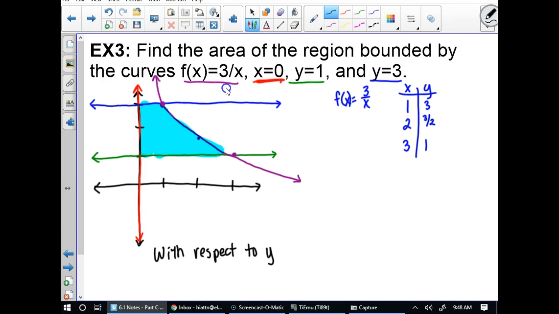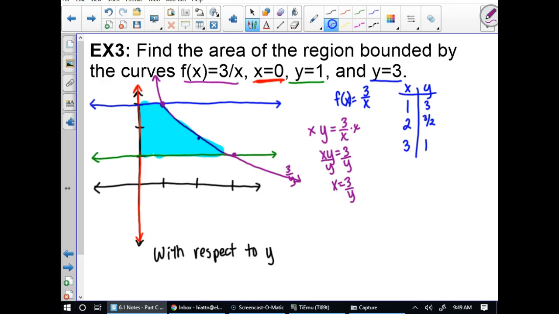For this one, we do have to be careful because is my purple line solved for Y? It is not, but we can solve it for Y pretty easily. Y equals 3 over X. What would I have to do to solve that for Y? Multiply by X, so that gives me XY equals 3, and then divide by Y, so X equals 3 over Y. It's one of those functions that is its own inverse, which is kind of weird. So this is 3 over X, but it's also 3 over Y.